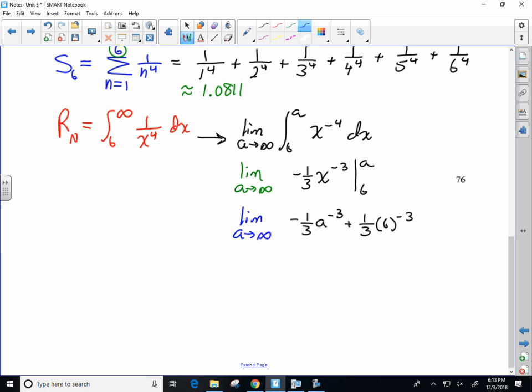All right. Whether you write it as a negative exponent or you write it in fraction form, it's not going to make a difference. This is going to 0. This is a constant. The limit of a constant is the constant. So that 1/3 times 6 to the 3rd power, that's the amount of error. So that's 1 over 216 times 3, was that 648?